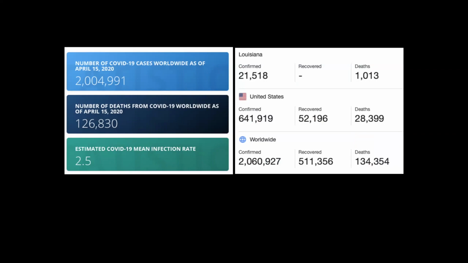And then last night, that's probably within 24 plus hours, we see now that there's 2,060,000, 60,000 practically in one day, with deaths now at 134,000 overnight. And in Louisiana, you can see that we have 21,000 confirmed cases and now over 1,000 deaths as of last night. And in the US, unfortunately, we have a high rate of infection, over 600,000 infected, with deaths now approaching the 30,000 mark, which is the highest of every country in the world at this point.